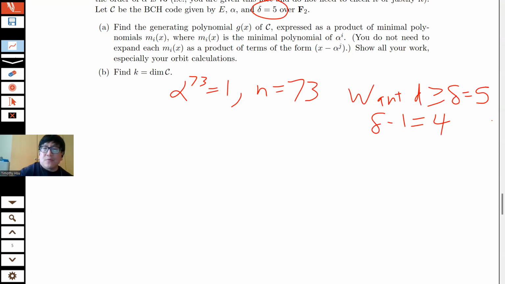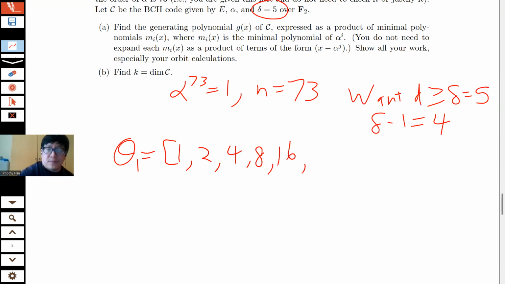So we're going to express the generating polynomial as a product of minimal polynomials. So O1, and now I'm going to use the abbreviated notation where I just write the powers 1, 2, 4, 8, 16, 32, 64.